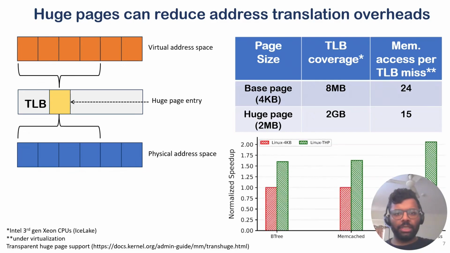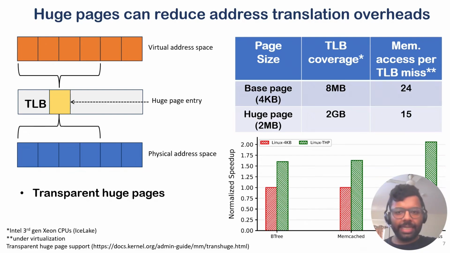Here is a graph showing the performance benefits of huge pages over base pages. For all these workloads, we observe at least a 60% performance improvement over using base pages. An important note is that in this context, we are discussing transparent huge pages, a technique where the operating system automatically allocates huge pages without user intervention or application level code changes. In Linux, this mechanism is known as Linux THP.